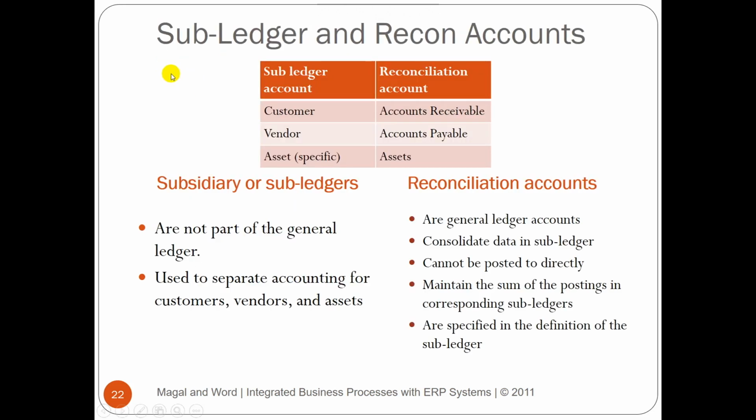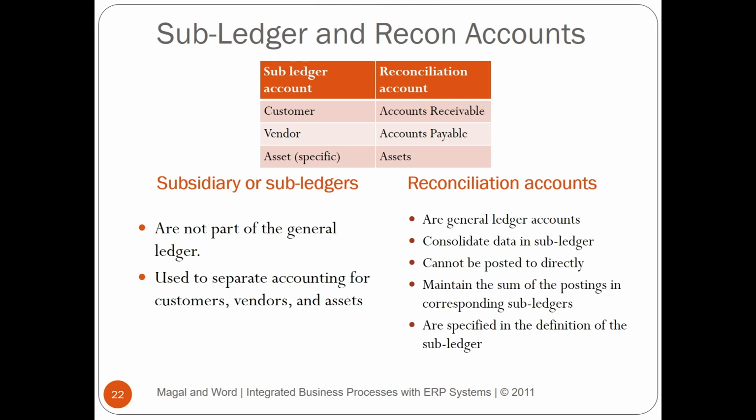The next concept is about subledgers and recon accounts. Some financial data are not directly maintained in the general ledger. For example, customer accounts, which track the amounts customers owe and the payments they have made, are maintained separately for each customer. Although it is necessary to track sales and payments separately for each customer, it is not necessary to include each customer account in the general ledger.